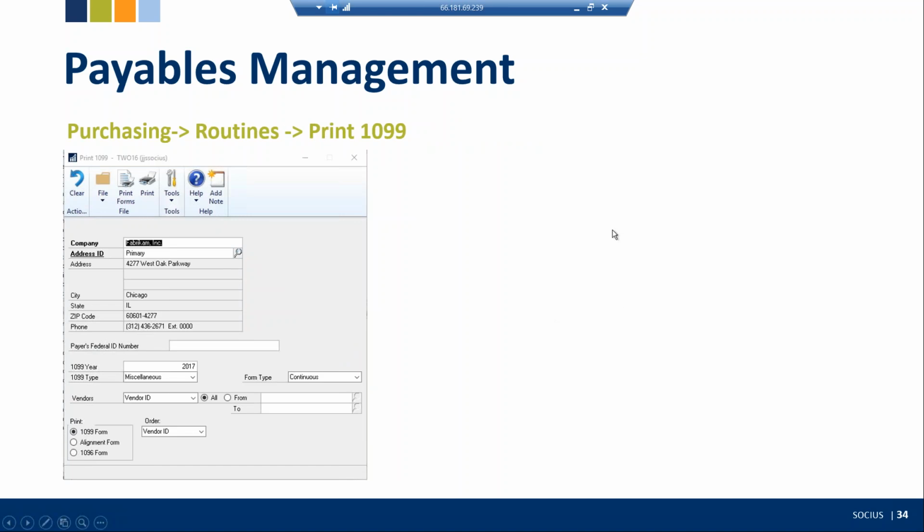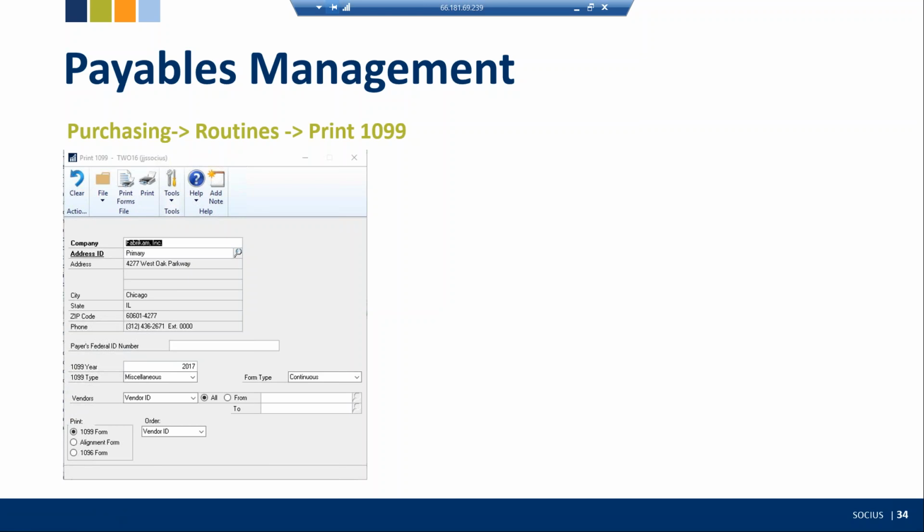And then here is the window for printing 1099s. So what you'll see here is, first of all, you have your federal ID. You pick the year that you're going to produce the 1099s for, and the type of 1099 you're producing. You have the ability to do this one at a time or for all your vendors at once. You can determine how they're ordered. So this is the window that will allow you to actually produce the 1099s.